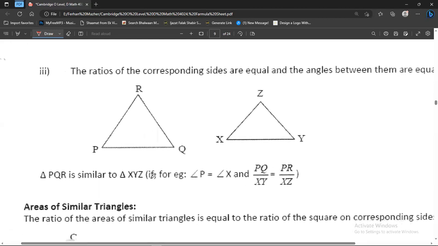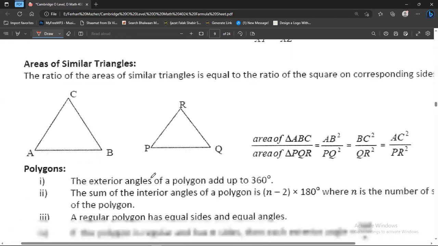Areas of similar triangles: if two triangles are similar, then the ratio of their areas is equal to the square of the ratio of their corresponding sides. The ratio of the areas of similar triangles equals the ratio of the squares of corresponding sides. For example, here we have two triangles, they are similar to each other.